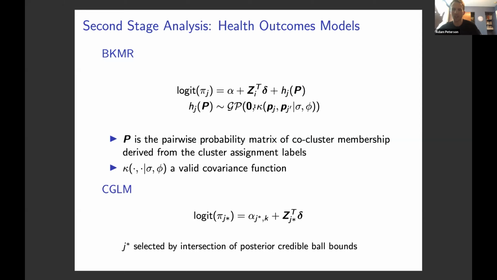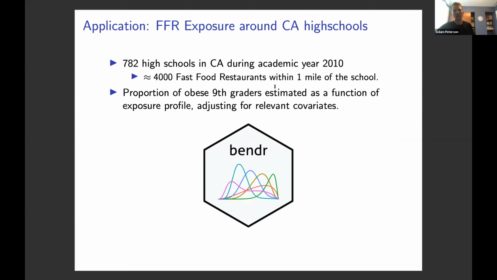Again, if you haven't seen Gaussian processes before, don't freak out. The basic idea is that schools that have similar probabilities of being clustered together are going to have similar h's. And so if those clusters or that probability assignment has something meaningful to say about a child's proclivity to become obese, say, at a school due to fast food restaurant exposure, we'll see that reflected in the h's. All right. So I'm hoping you've got a sense of what we're going to do here.